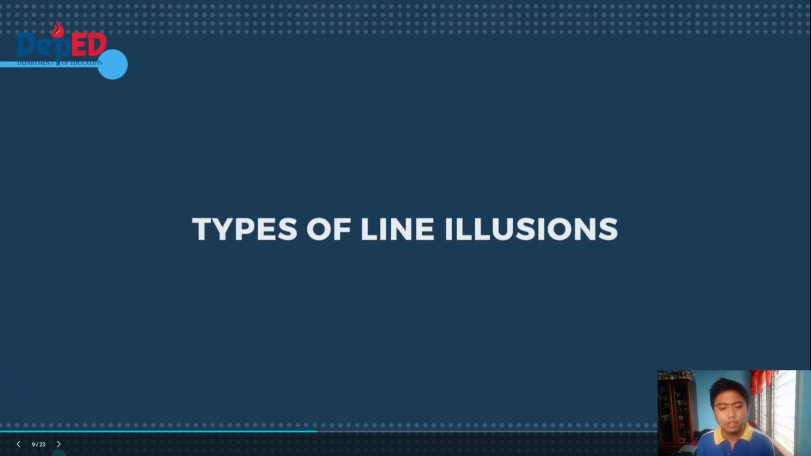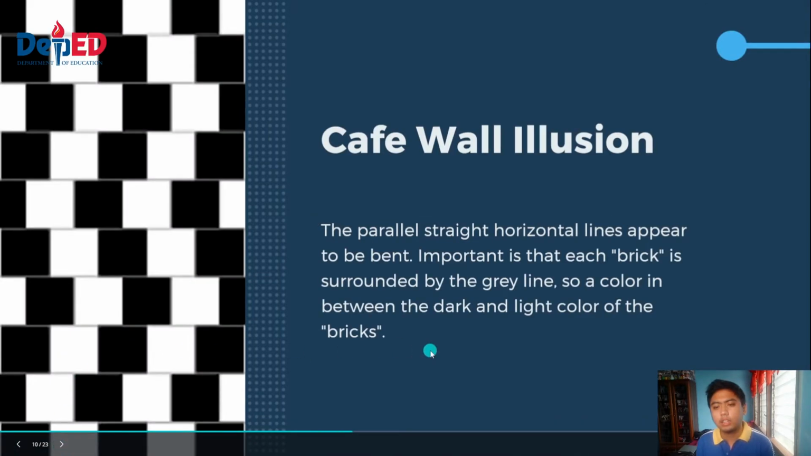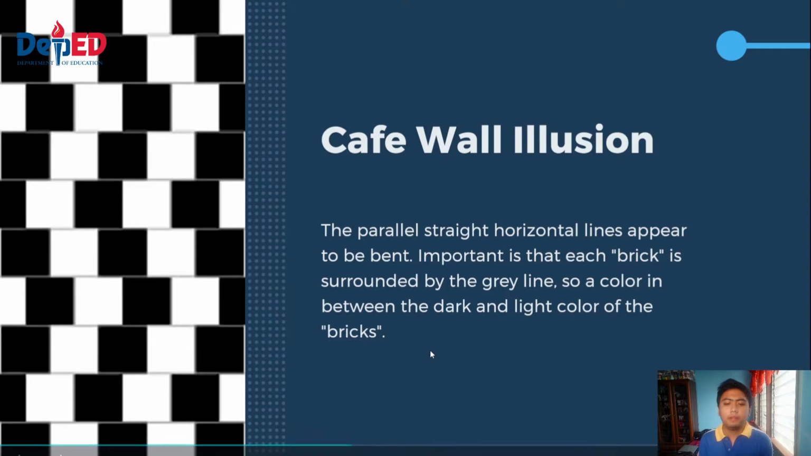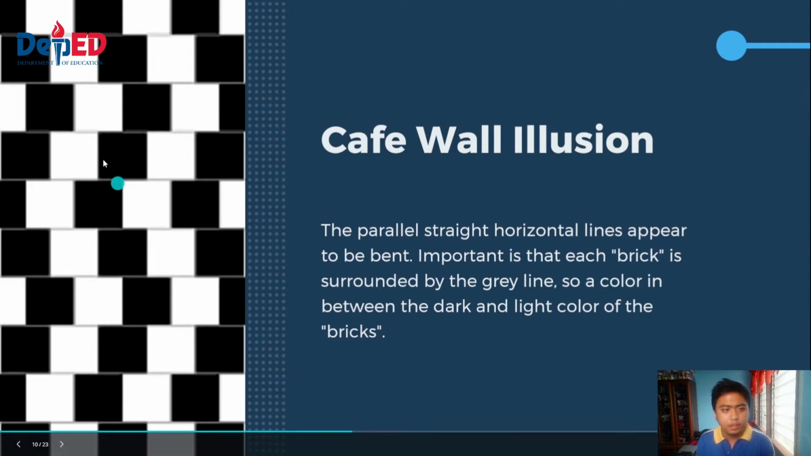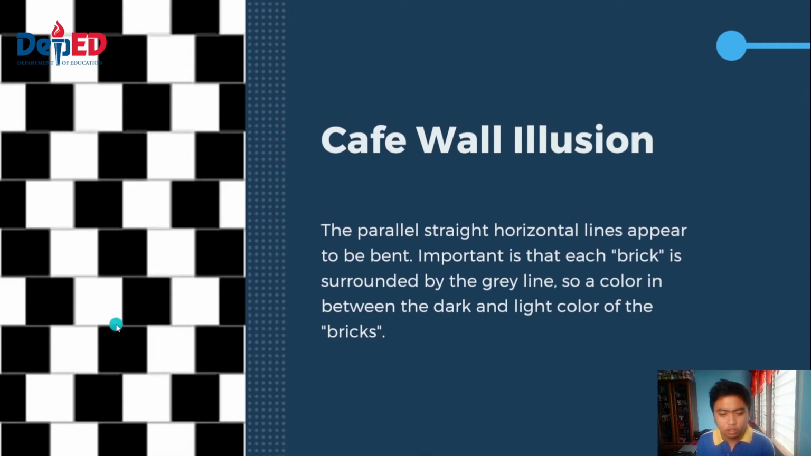So, types of line illusions. The first one is what we call cafe wall illusion. If you're familiar with the design of a very old cafe wall, it looks like bricks of white and colored or white or black, okay, in a horizontal pattern. Then they don't align them, so it looks bent. So it's like this one, okay? It's bending, but that's part of the illusion.